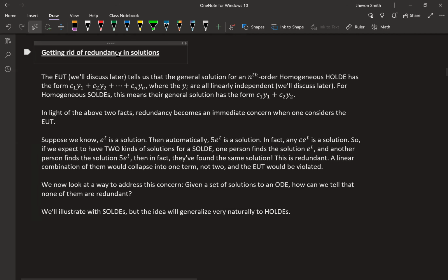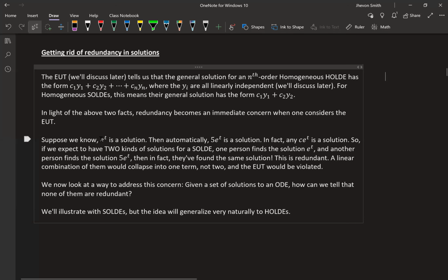And so now we have to worry about redundancy of solutions. If I'm working on some big important differential equation, I know I have a few solutions, but I need to find other ones. How do I know that the ones I'm finding aren't redundant? How do I know that they don't already have to do with the solutions I've already found? That's what we're going to look at, right? So like I said, if we pretend that e^t was a solution and someone told me that 5e^t is a solution, they didn't give me any new information. Telling me both of these pieces of information is actually redundant, right?